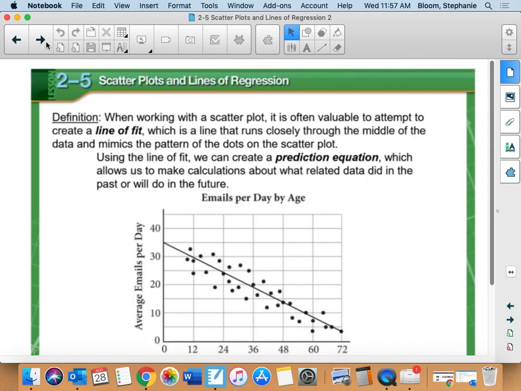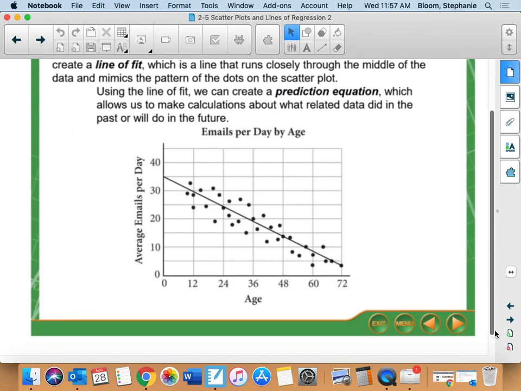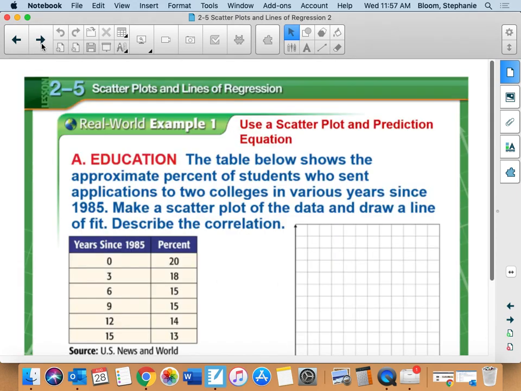So if we move to this next page here. We're showing here when working with a scatter plot, it's often valuable to attempt to create a line of fit. So we have a line of fit right here. Using the line of fit, we can create a prediction equation, which will allow us to make predictions. So for example, on this one, if you were supposed to make a prediction about what will happen at age like 80, let's say, you can look at this line to make your prediction. Or you can write your equation and then plug in information like a plug and chug to be able to do it. So let's look at this example that we're going to do.